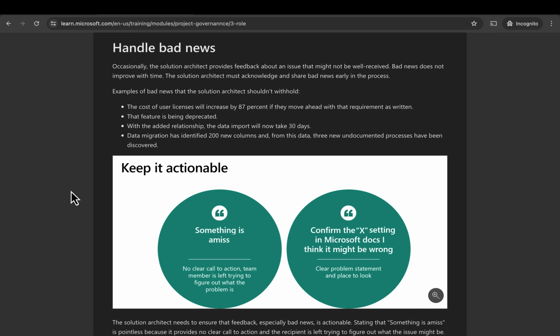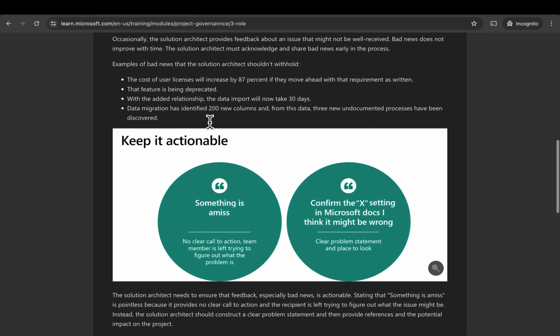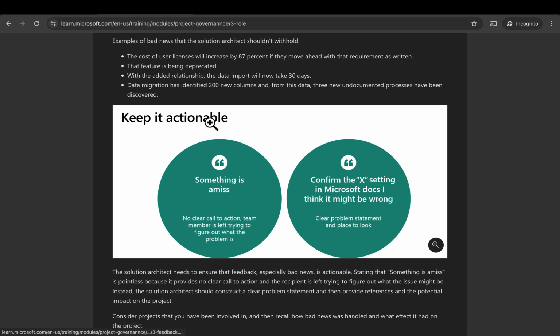Handle bad news. Occasionally, the solution architect provides feedback about an issue that might not be well received. Bad news does not improve with time. The solution architect must acknowledge and share bad news early in the process. Examples of bad news that the solution architect shouldn't withhold: the cost of user licenses will increase by 87% if they move ahead with the requirement as written.